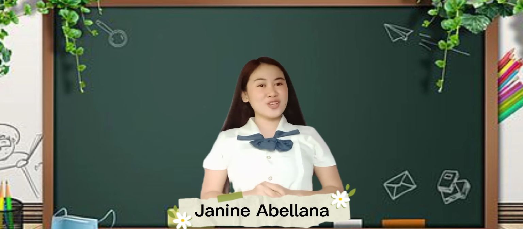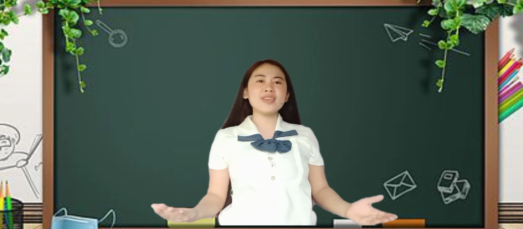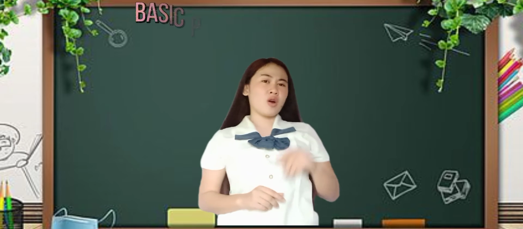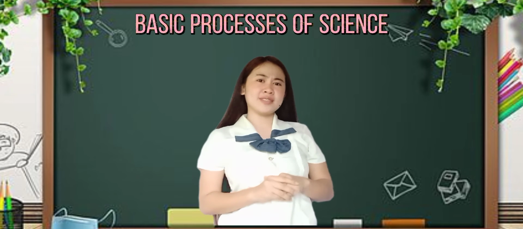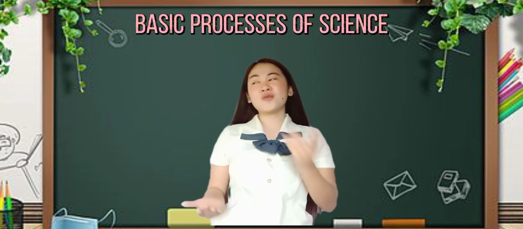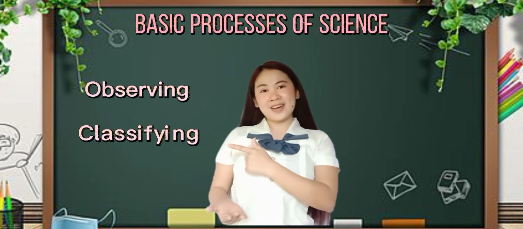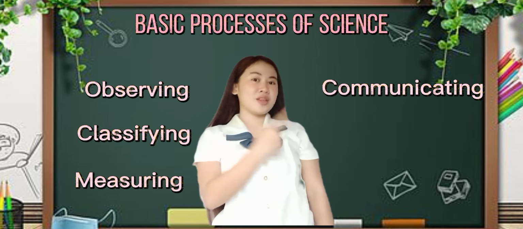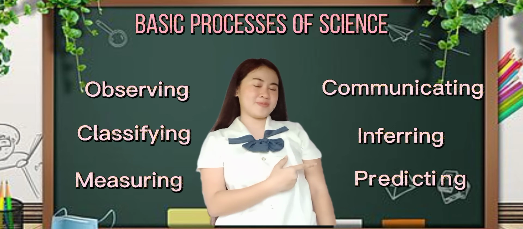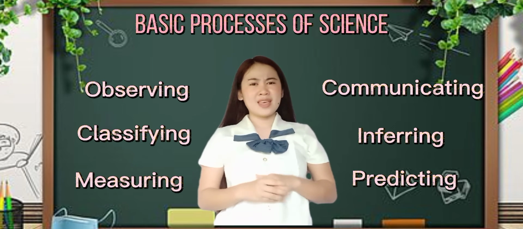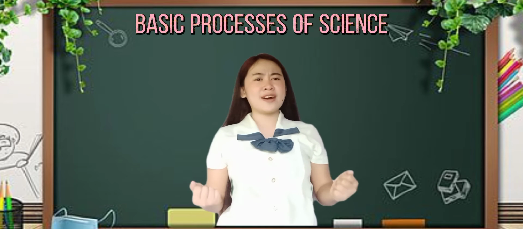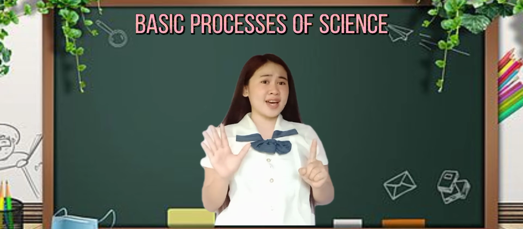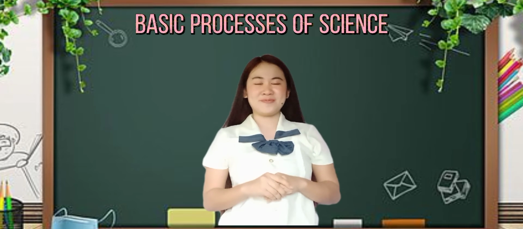In today's discussion, we will be knowing the basic processes of science. What are the basic processes of science? We have observing, classifying, measuring, communicating, inferring, and predicting. Now, let's define the basic processes of science, or the 6 science process skills.